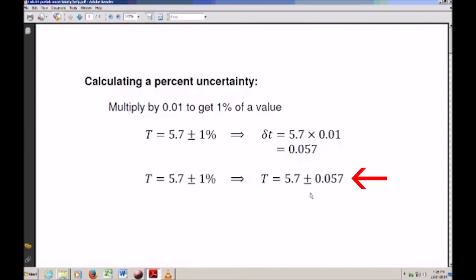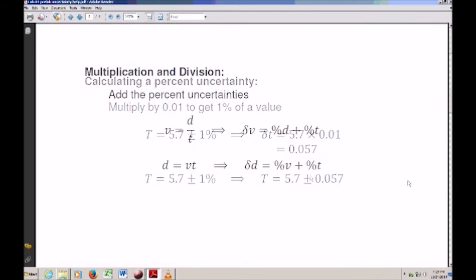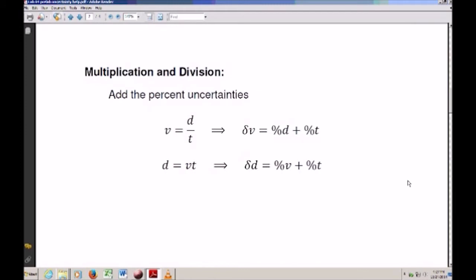And that is your absolute uncertainty. So that's what I've written down here, it's 5.7 plus or minus 0.057. And both of these values have the same units, so if this was a time, for example, the units would be seconds, and you just write seconds at the end of it. And now I'll go on and talk a little bit about the rules for how you calculate the uncertainty on a final value from measured values that had uncertainties.